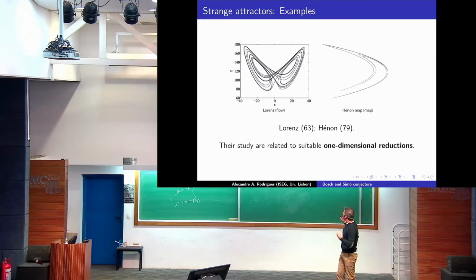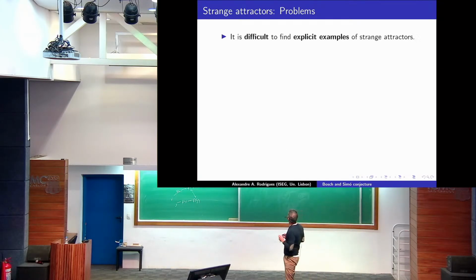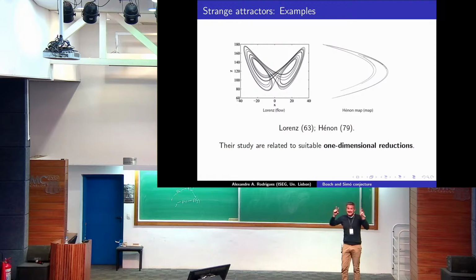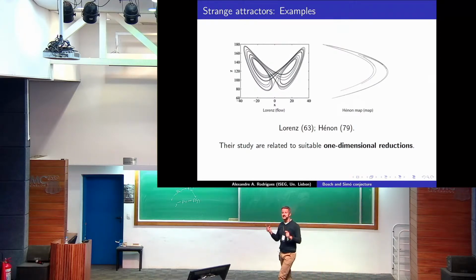The proof that it is a strange attractor is related to a one-dimensional map. However, to prove analytically that I have a strange attractor is very difficult. For example, this Lorenz flow was discovered in the 60s, but the final proof that it is a strange attractor was given in the 90s by Tucker, okay?